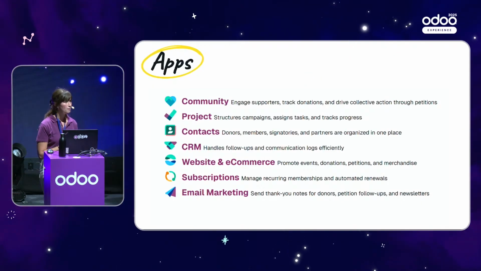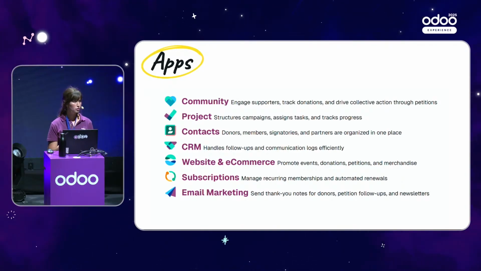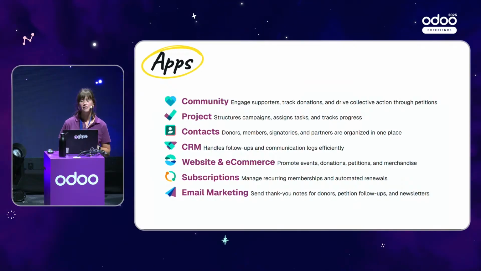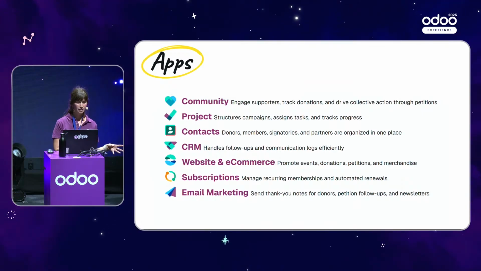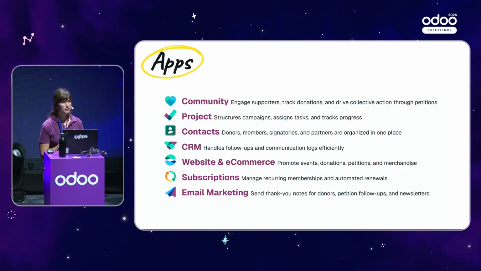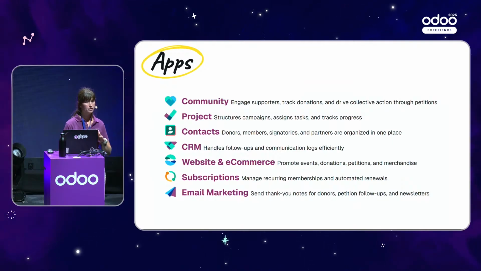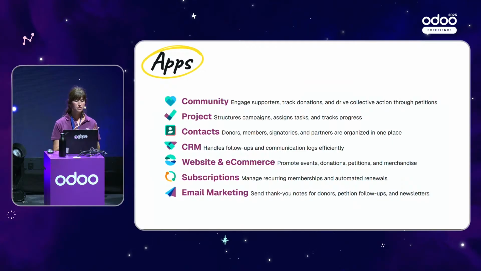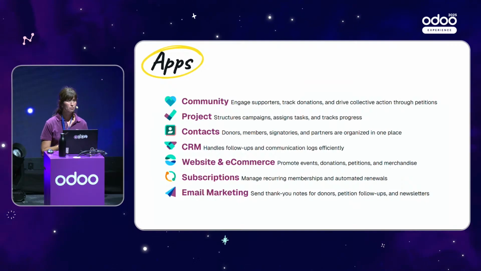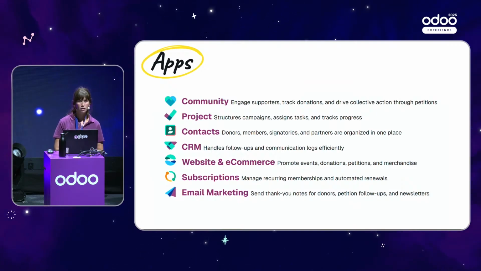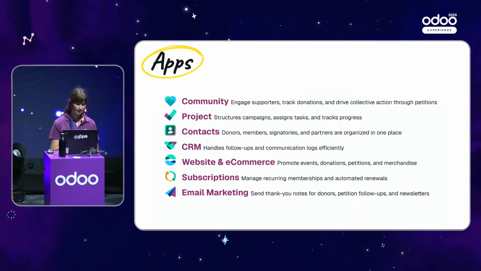So these are the main apps that we have selected for that package. The first one is a new app, the community app. This new app will only be available for this NGO package. So if you start a database on Odoo from scratch, you won't have this application. If you are an NGO and you want this application, you have to download the industry package. With the community app, you will be able to engage your members, track donations, and drive collective action through petitions and collect signatures.